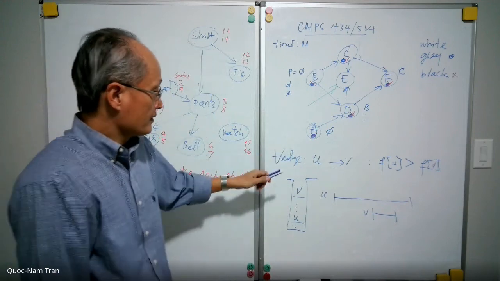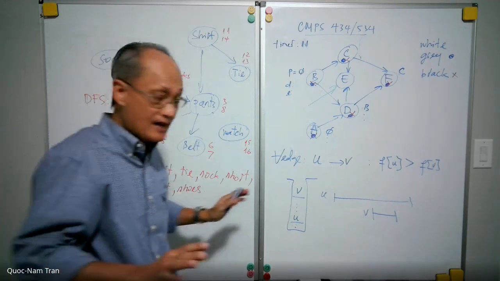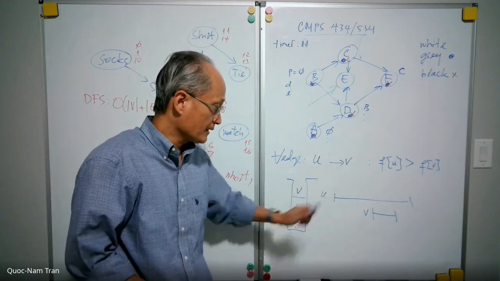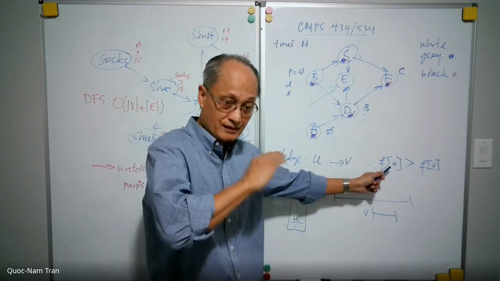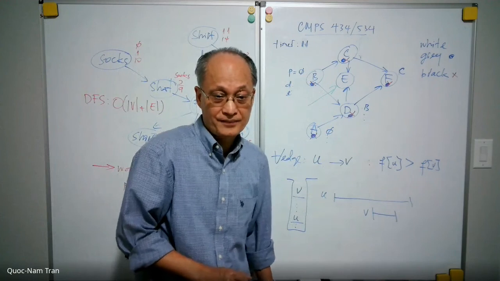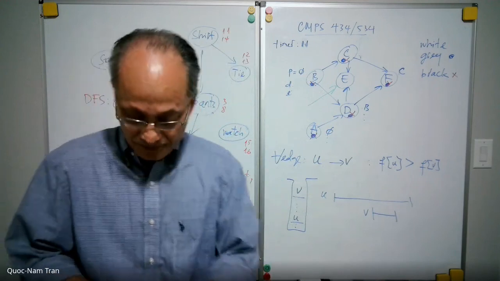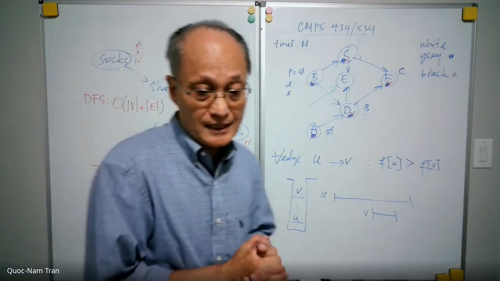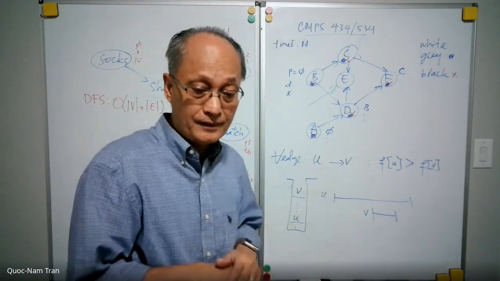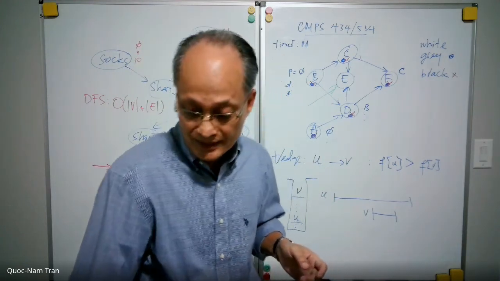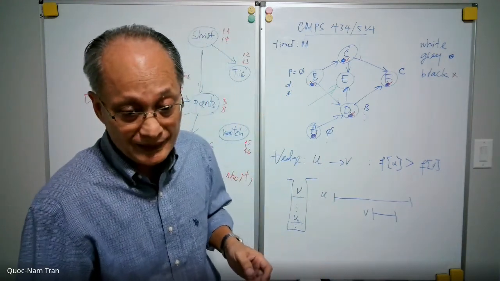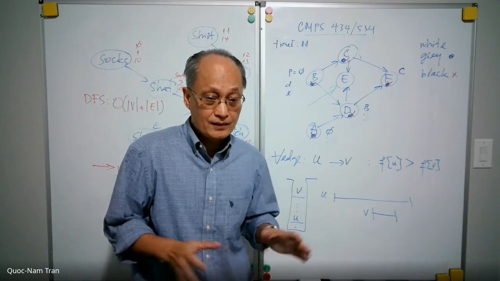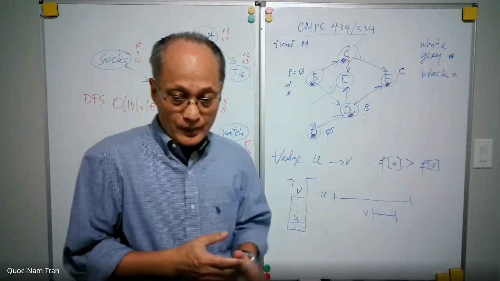So that is the correctness of the algorithm. For any edge U to V, we have the property that the finishing time of U is greater than the finishing time of V. That is the basis for the correctness. I already posted the write-up for the correctness of the algorithm on Moodle, and lecture notes are also posted. Any question?